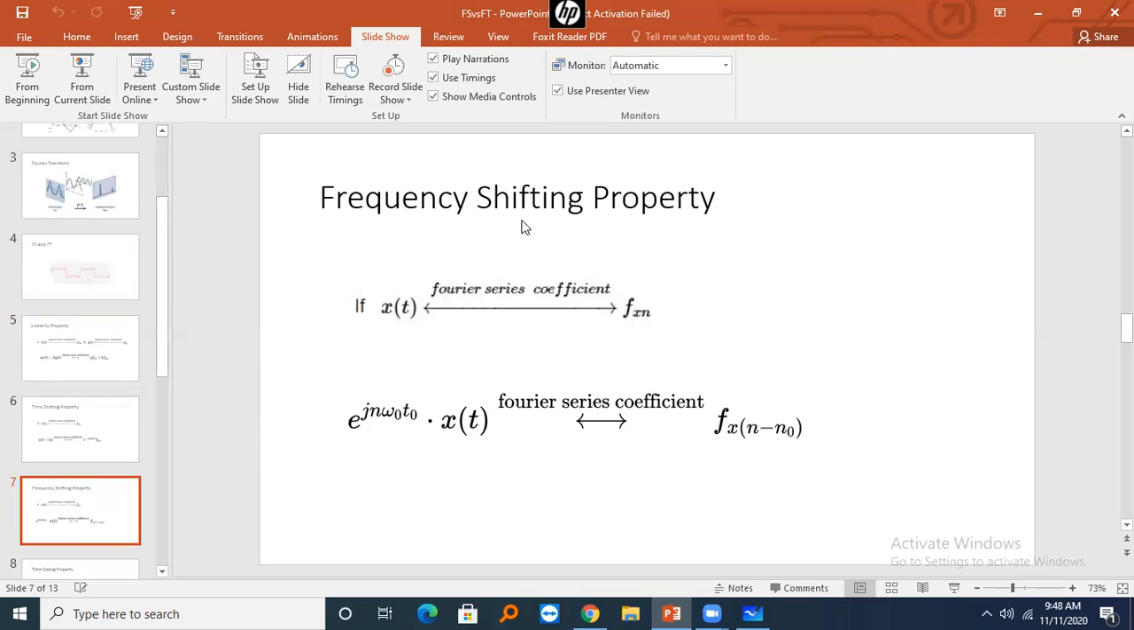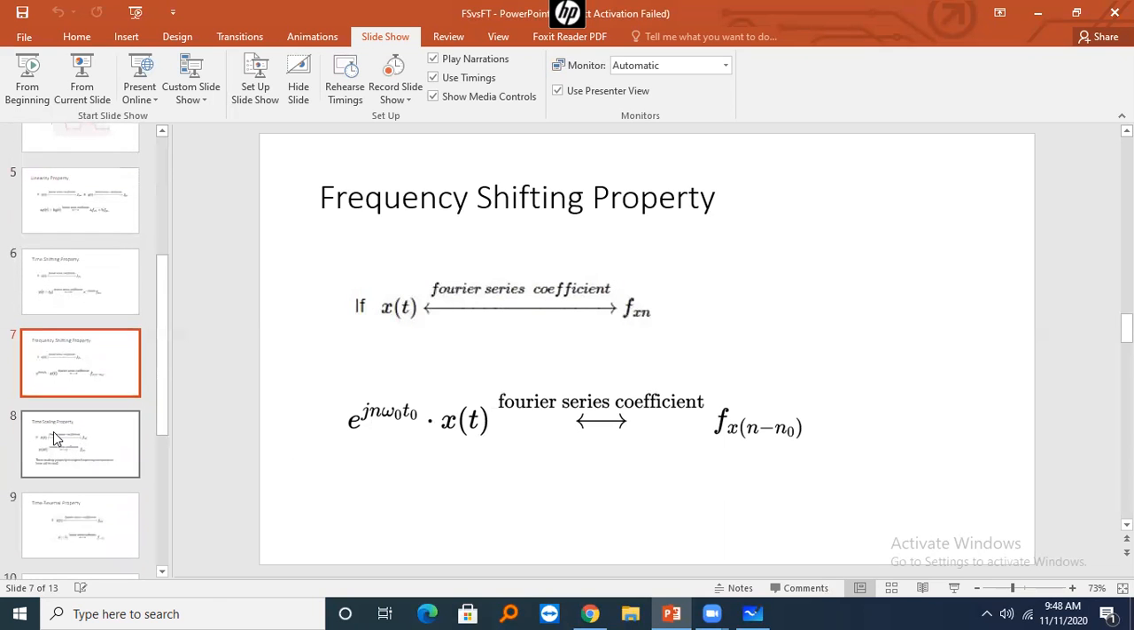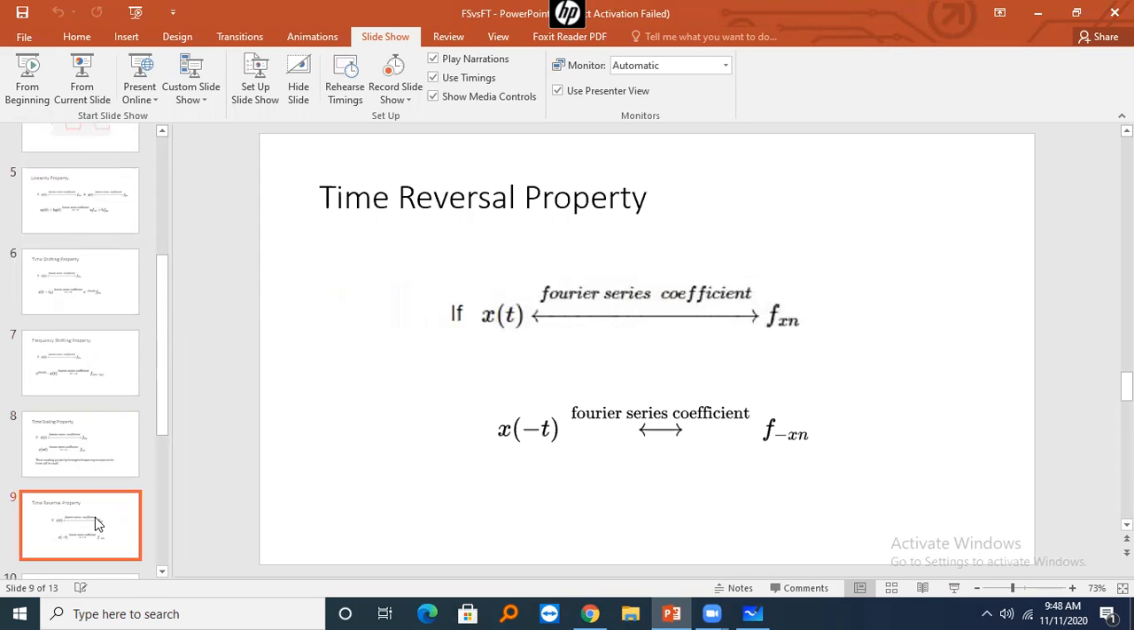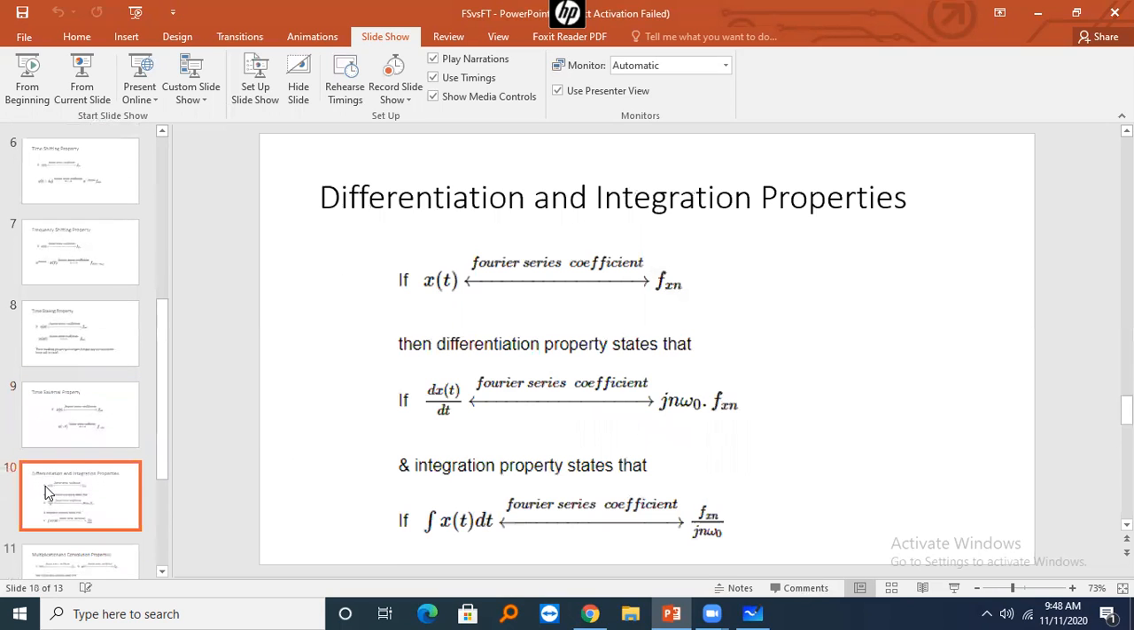So here we can see the frequency shifting property and the time scaling property. This time scaling property changes frequency components from omega naught to a omega naught. So the time reversal property, here we can see this is a minus sign, x of minus t. So here will also be a minus sign. This is the time reversal property.